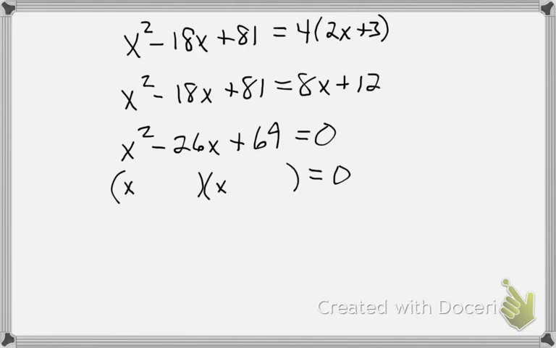x and x, the easy one, right? 13? How many times is 13? 2? No, it's not 69. 3? Nope, that didn't work. 3 and 23. Okay, let's try. So 3 and 23, that does multiply to 69, right? How can I get that to a negative 26? Negative, negative. Does that work out? Okay. Negative 23 times negative 3 does give me the positive 69. So we get 23 or 3 as our potential solutions.